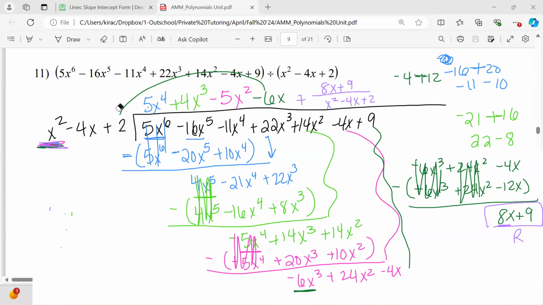Woo! Okay, that at the top is your entire answer. I will highlight it in a yellow box here. You have your quotient and your remainder on number 11.